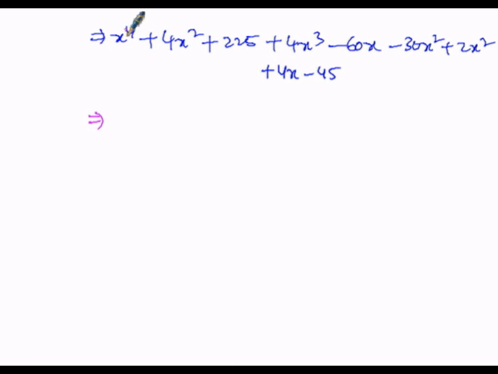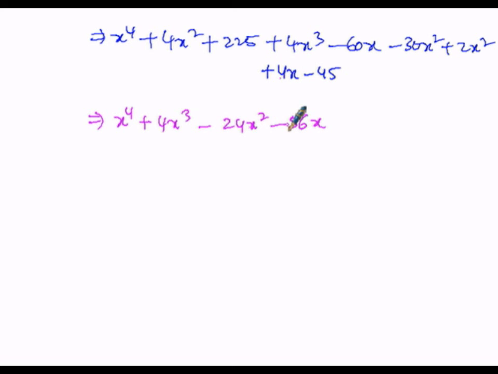The next logical step: x to the power of 4, the fourth degree term is only one, so we write x^4 as it is. The third degree term is only one, so plus 4x^3. The second degree terms are three: plus 4x^2 plus 2x^2 is plus 6x^2, and plus 6x^2 minus 30x^2, plus into minus is minus, so we subtract: 30 minus 6 is 24x^2, with a negative sign because 30 is greater than 4 plus 2, which is 6. The x terms are two, one negative, one positive: plus into minus is minus, so we subtract, 60 minus 4 is 56, with a negative sign because 60 is greater than 4, so minus 56.